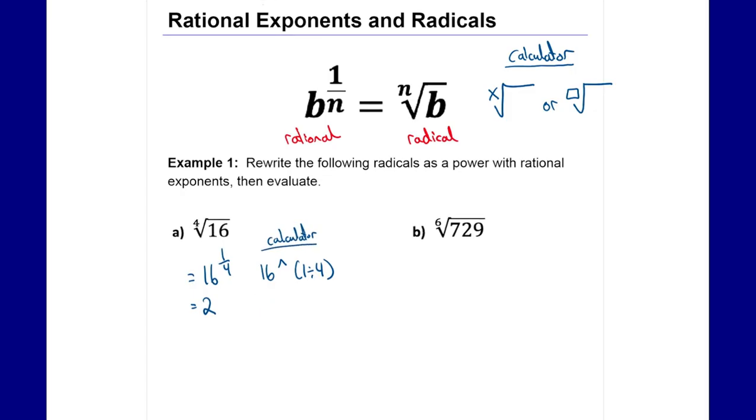Make sure you are trying these on your calculator so you understand how to calculate these types of expressions. For the next one, we want to rewrite it again. It's the sixth root of 729. That means 729 to the power of 1 over 6. If I evaluate this, I should get 3. Which we do. Again, make sure that you are comfortable entering these into your calculator.